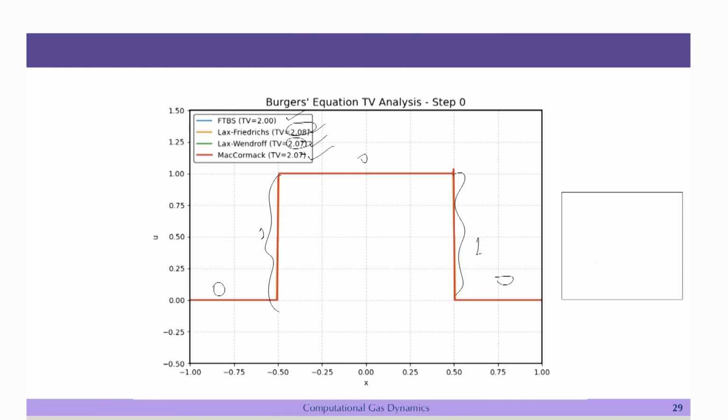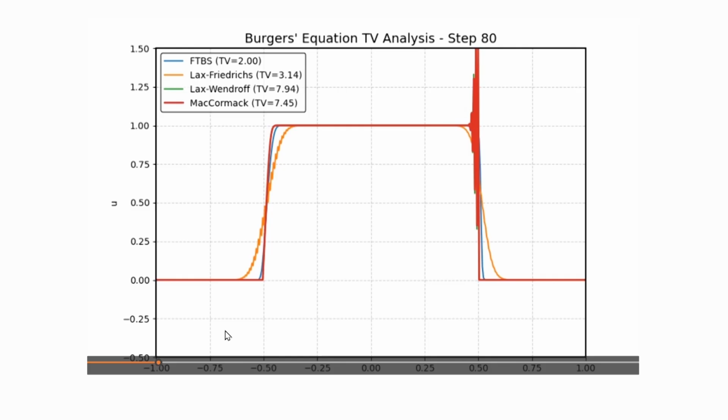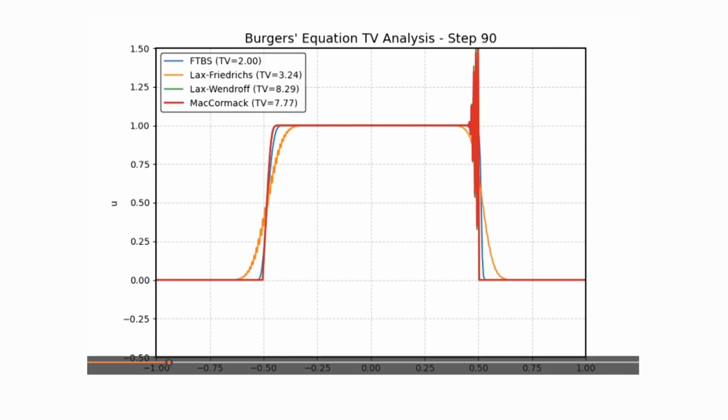Let us see this movie. This is the one where I am trying to get the total variation for FTBS, Lax-Friedrichs, Lax-Wendroff and McCormack. In the McCormack, I have not used any smoothing here. Once you run that, you see that with time the solutions are getting developed. Let me stop it here somewhere. You can see that the McCormack value is around 9.9, Lax-Wendroff is 10.58, and Lax-Friedrichs is 4.81. The value goes very high.